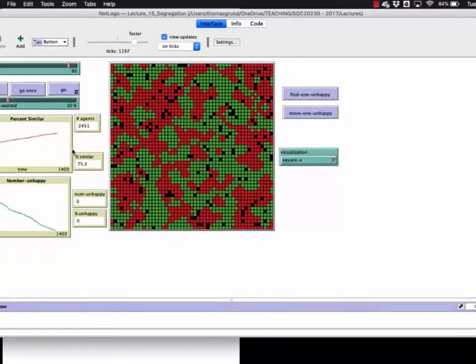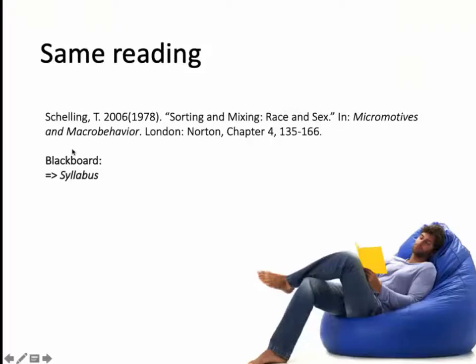So that's basically Schelling's segregation model, and we'll talk more about that on Thursday. If you haven't done the reading, that's the same reading that you had to do for today.